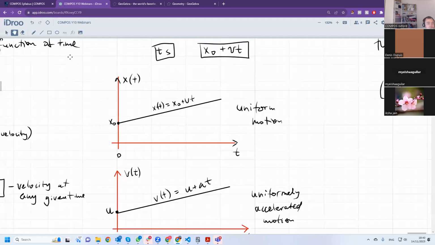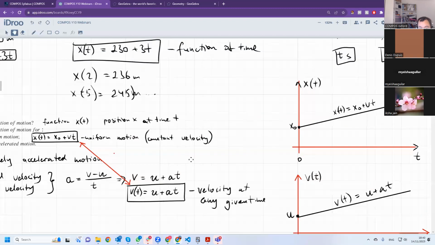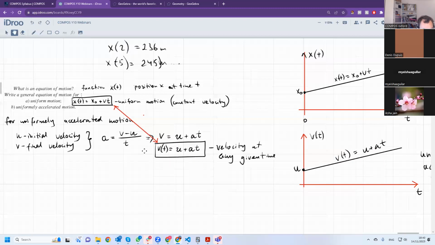Now, if you want to draw the uniformly accelerated motion on this graph, it would look like a parabola, like this. And here, the uniform motion would look like a line like this. But let's not focus on that for now. So the graphs are the same, the axes are different, and they mean different things.